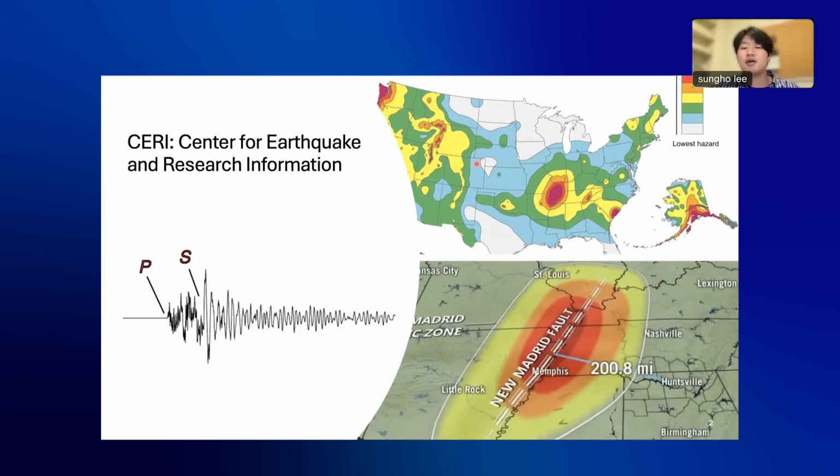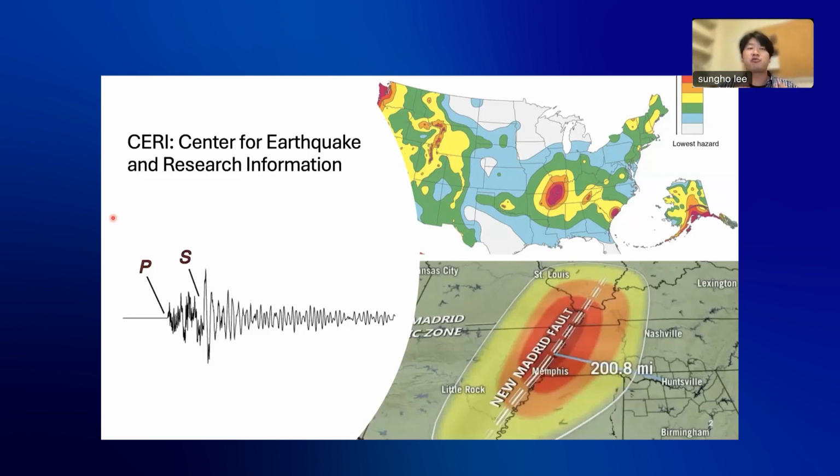In the U.S., this map shows how seismically active it is. The red means highly seismically active. There are some seismically active regions in the country. One is the western U.S., along the Pacific plate boundary, and also in the center there is a seismically active zone. We call it the New Madrid seismic zone in the central U.S., and Memphis is located at the margin of the New Madrid zone.